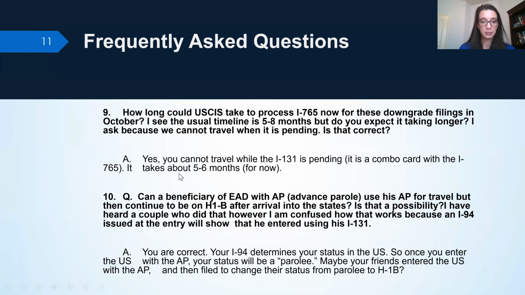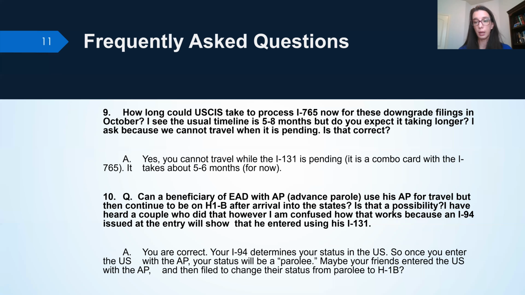And number 10, can a beneficiary of an EAD work authorization with AP, advanced parole, use his advanced parole for travel, but then continue to be on H-1B after arrival into the States? Is that a possibility? I have heard a couple who did that. However, I'm confused how that works, because the I-94 issued at the entry will show that they entered using their I-131.